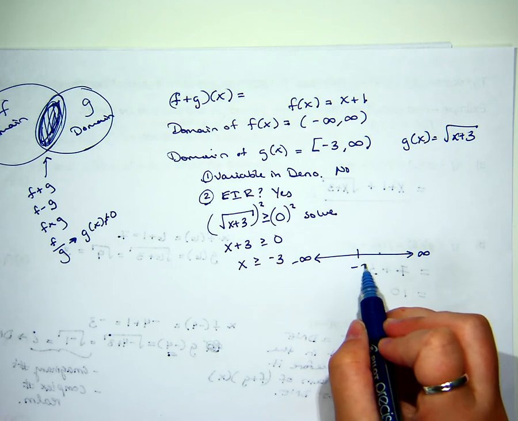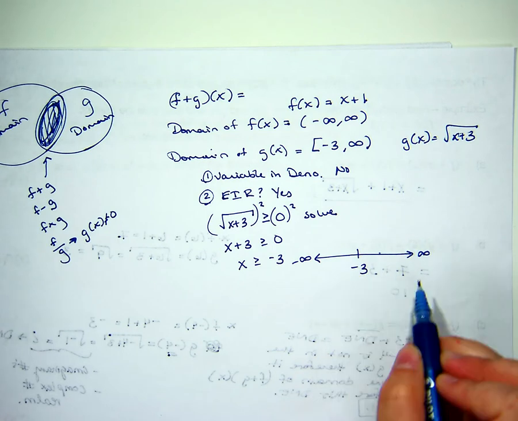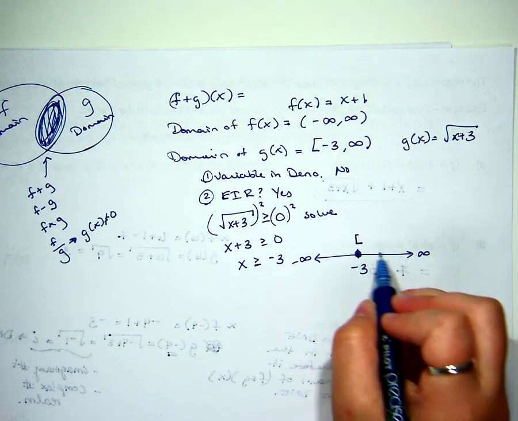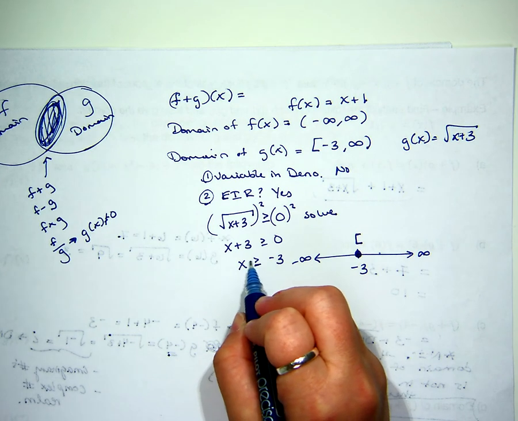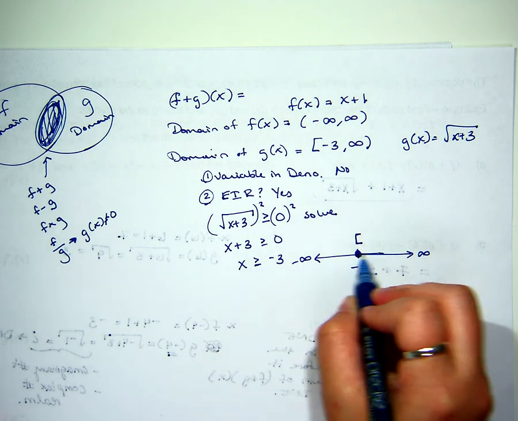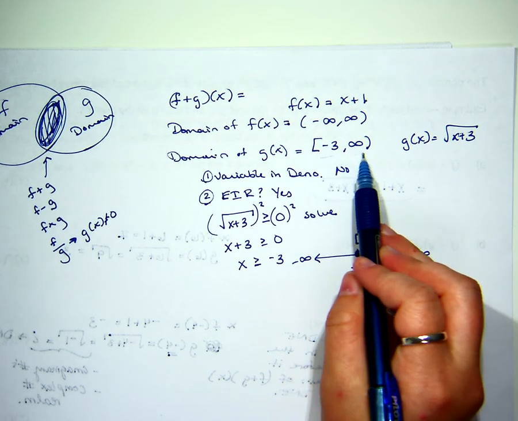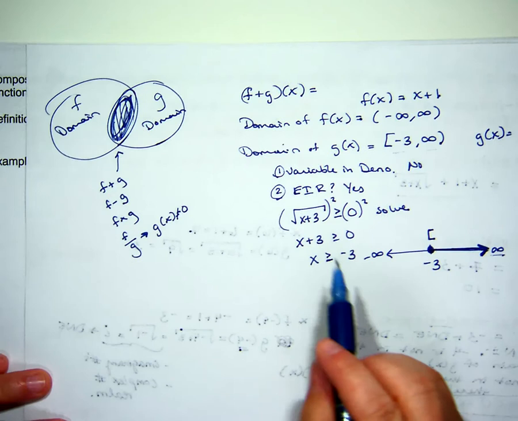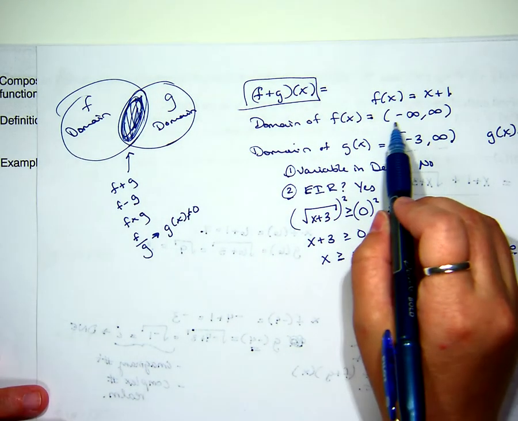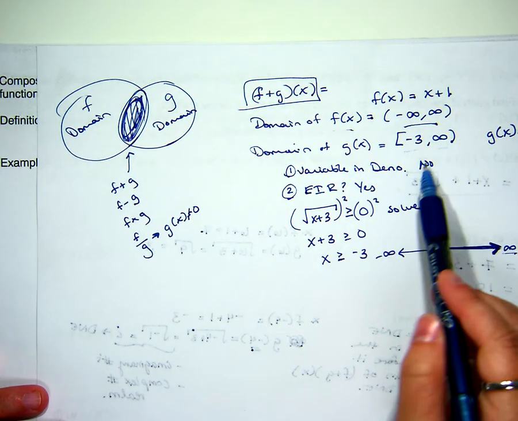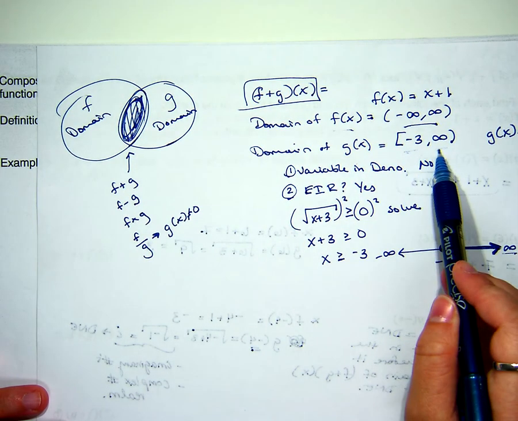Draw a number line and put your value here. Greater than or equal means closed circle. Closed circle means bracket, okay? And this inequality is saying to shade to the right. So I'm going to go from negative 3 all the way out to infinity, which is what we have here. Now, we had to talk about what is the domain of f plus g. Well, the domain of f plus g is where they are both defined. F of x is defined everywhere, and g of x has a stipulation, which means that they are both defined at the stipulation.